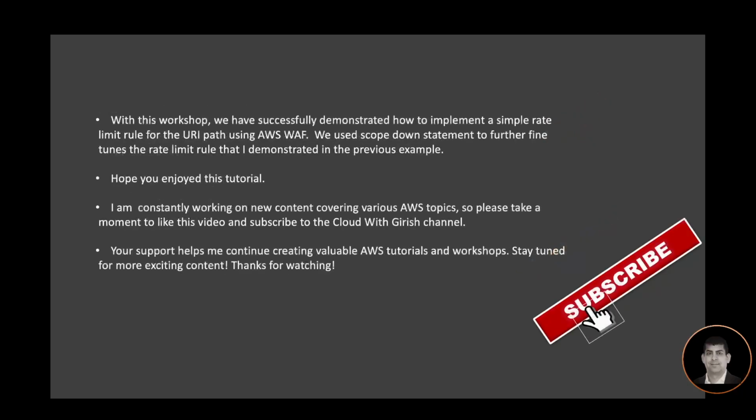With this workshop, we have successfully demonstrated how to implement a simple rate limit rule for the URI path using AWS WAF. We used a scope down statement to further fine tune the rate limit rule that I demonstrated in the previous example.